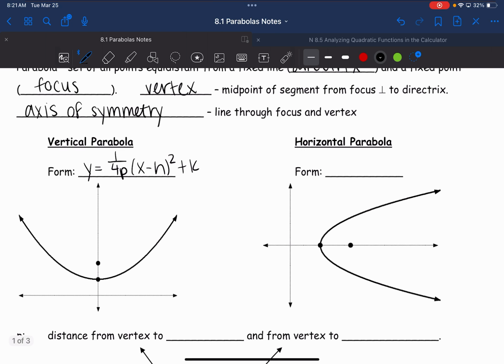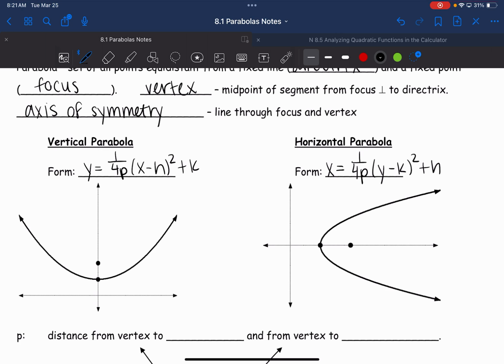Okay, if your figure has been flipped over on its side, so it looks like a horizontal version of the original, your x's and your y's switch places. So you would have the equation x is equal to 1 over 4p. But this part is going to change a little bit too, because remember your y is the vertical shift, right? Which comes from your k value. So in the parenthesis, you'll have y minus k squared with your plus h out here on the end.